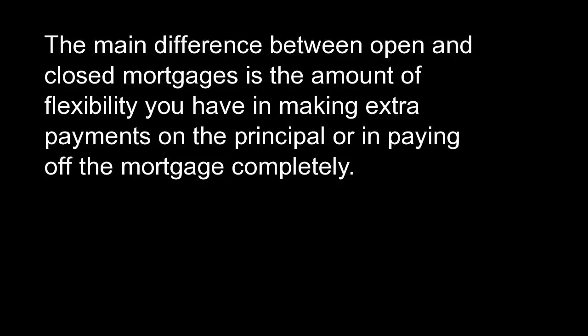Types of Canadian mortgages. Most lenders offer 2 types of mortgages. 1. Open. 2. Closed. The main difference between open and closed mortgages is the amount of flexibility you have in making extra payments on the principal or in paying off the mortgage completely. These types of extra payments are called prepayments.